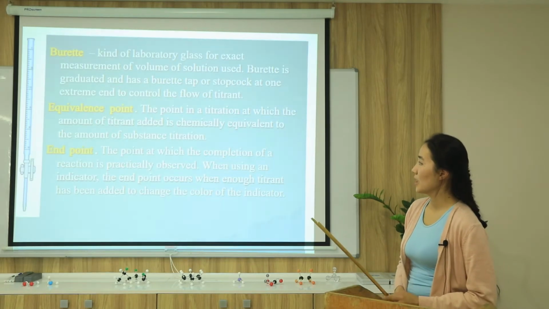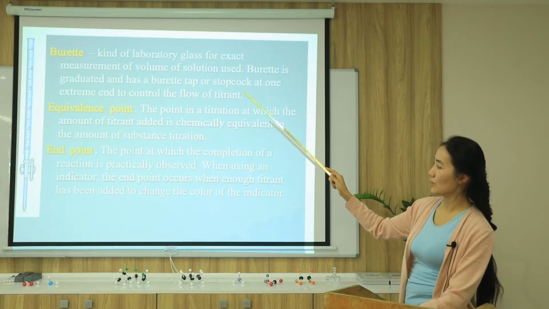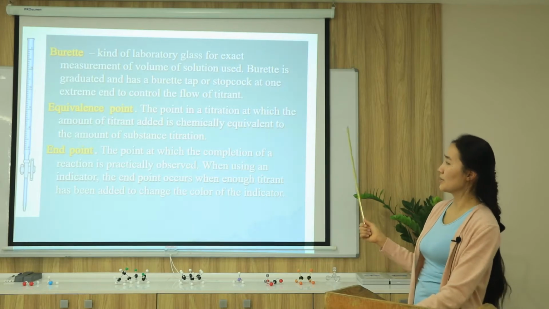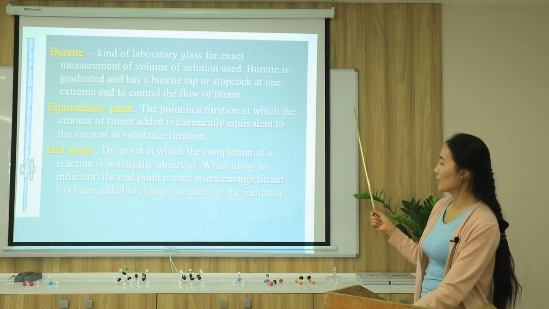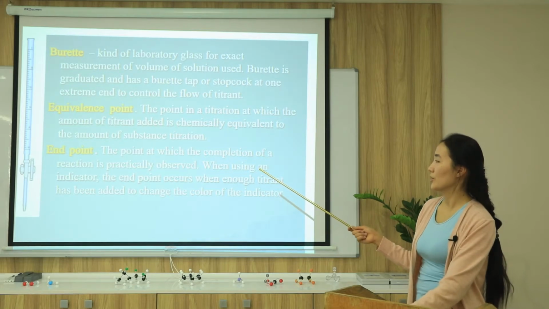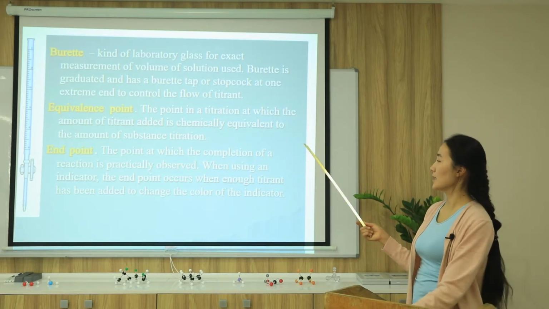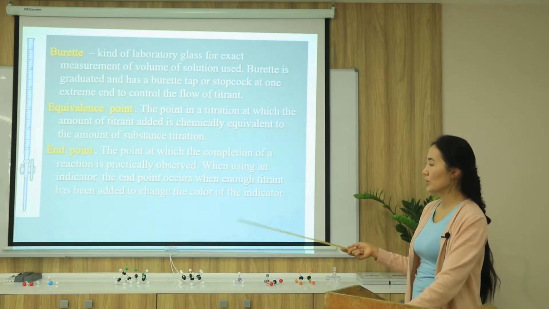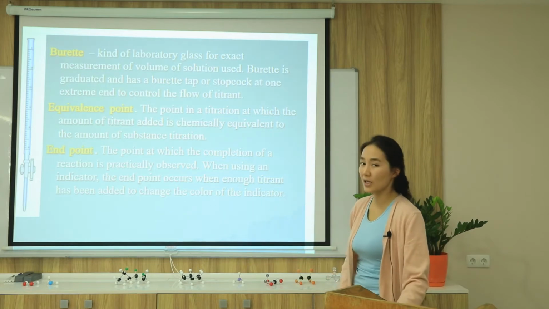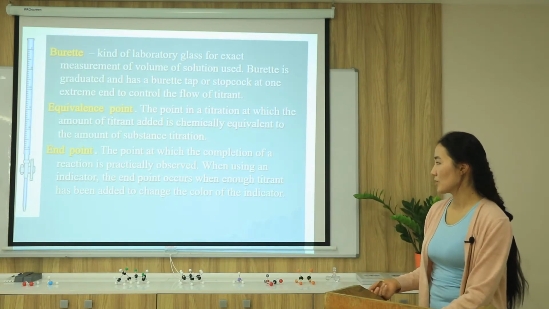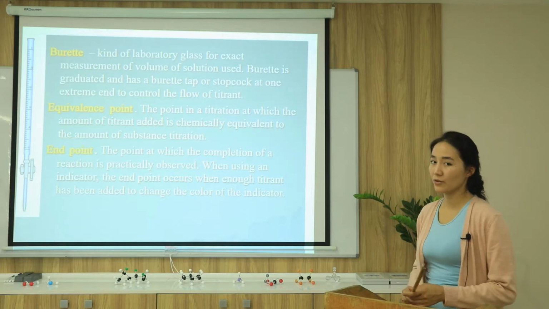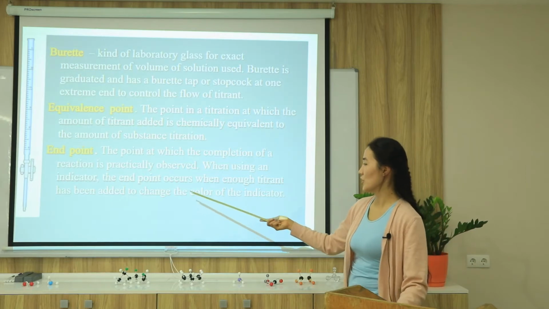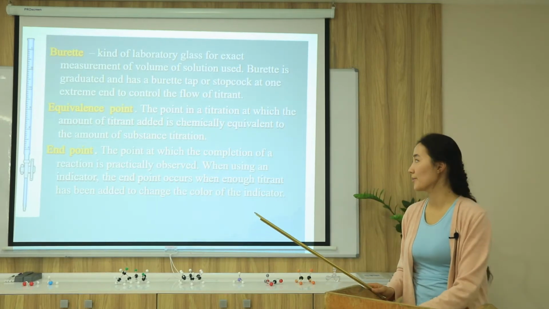Next, I also talked about the Buret, which is one of the kinds of laboratory glassware for analytical chemistry. The equivalence point is the point of the titration where the amount of titrant added is chemically equivalent to the amount of substance titrated. Also the end point is the completion of a reaction, which is observed when adding the titrant changes the color of the indicator.